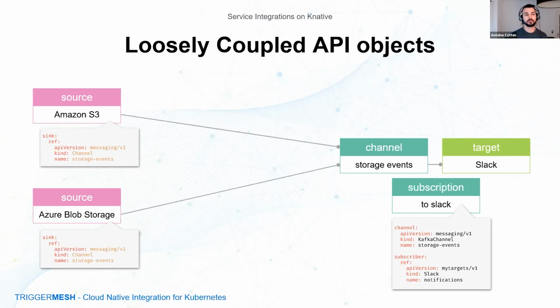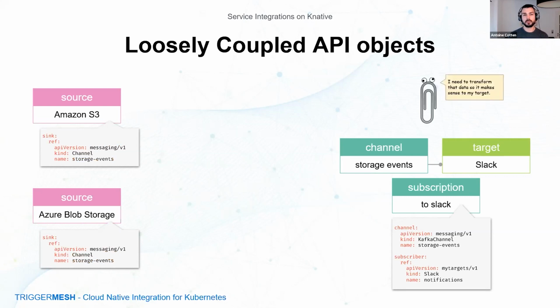Okay, and by doing this, you change the reference to the sink in your sources. Your events are propagated to your channel. But now comes the next challenge, which is I need to transform this data because my event sink here is Slack. Slack users definitely don't want to see a huge JSON payload in their channel because that wouldn't be very human friendly and it would be really hard to consume for people who use Slack.